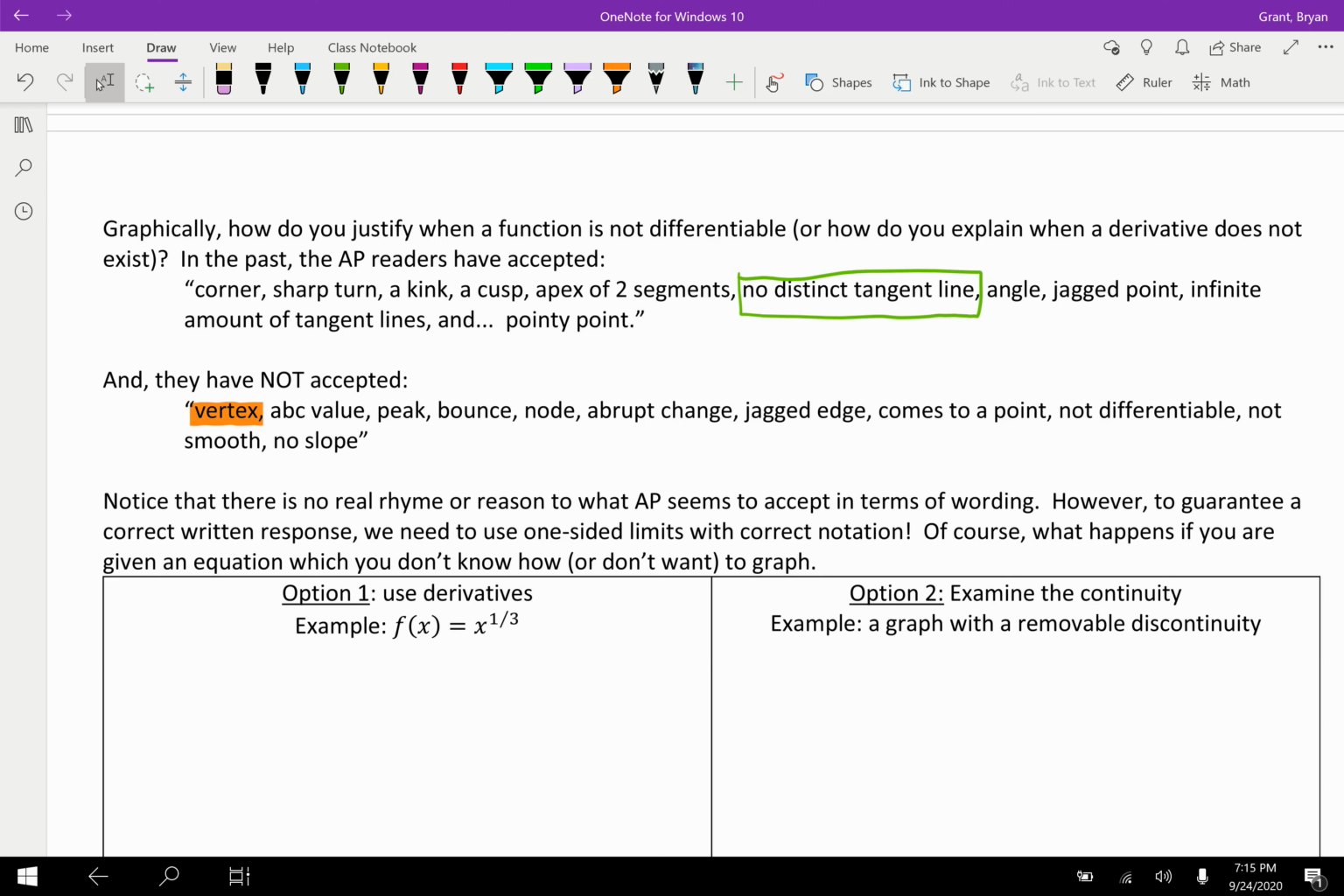So we should notice then that there's no real rhyme or reason as to what AP seems to accept. And so to guarantee a correct full point response, we're not going to use any of those words. We're going to use one-sided limits, just like what we did up above. So for any of the problems down below, even if you get a graph, please don't discuss the sharpness of the graph, but instead do your best to bring it back to the one-sided limits of the derivative.